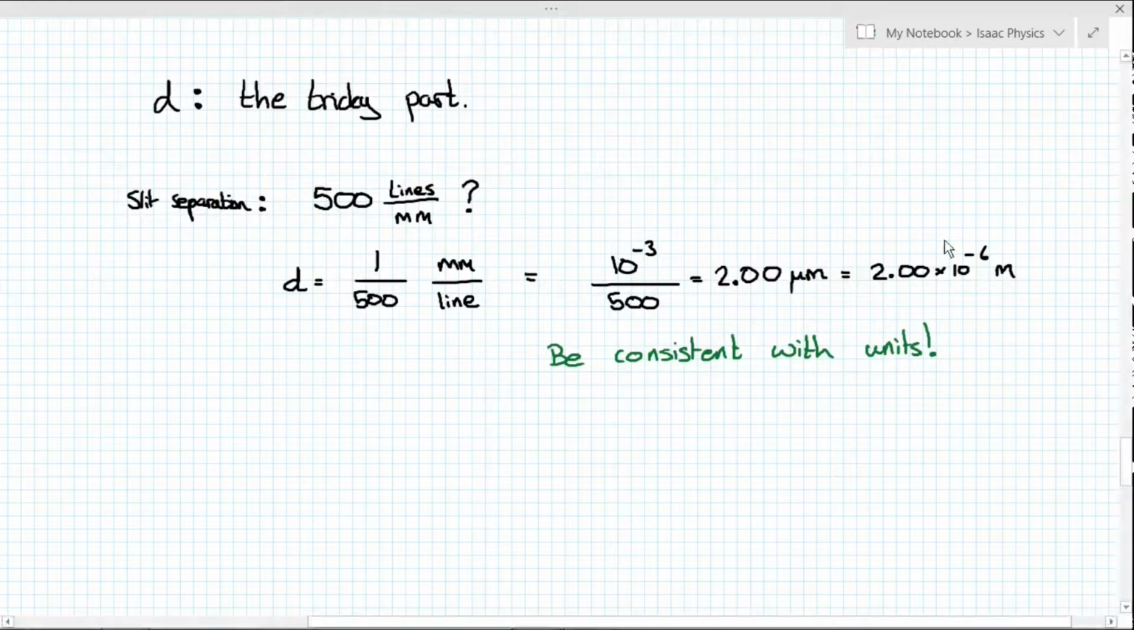If we take the reciprocal of 500 lines per millimetre, we get 1/500 millimetres per line. The milli part of millimetres is 10 to the negative 3. So our number is 10 to the negative 3 over 500 metres, or 2.00 micrometres. As before, we must make sure we are consistent with our units.